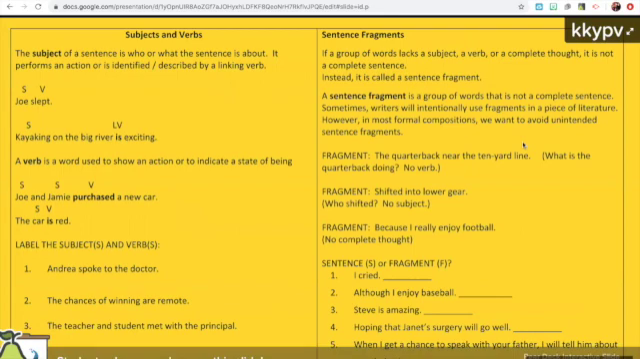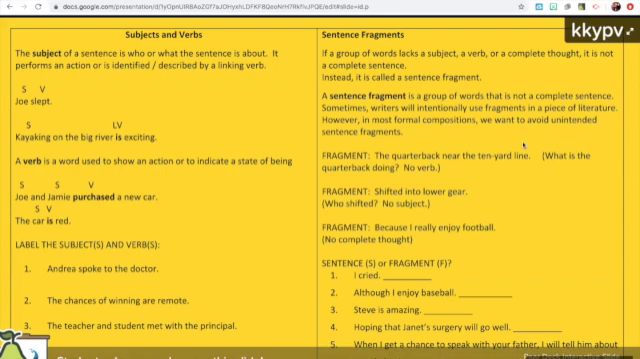All right, so another quick review for subjects and verbs. The subject of a sentence is who or what the sentence is about. It performs an action or is identified or described by a linking verb. Joe slept. Joe is my subject. What did he do? He slept. Okay, so that's a complete thought. Kayaking on the big river is exciting. Is your linking verb. What is exciting? Kayaking. So kayaking is your subject.